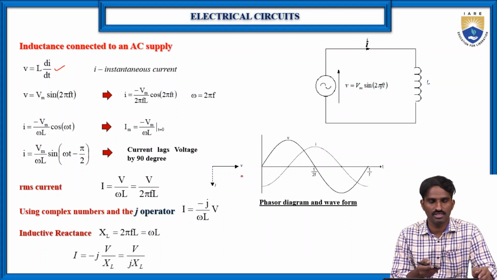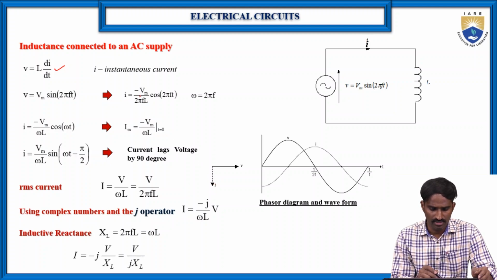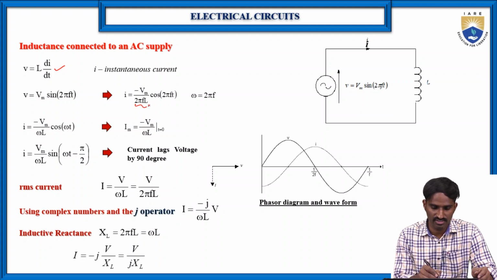That depends on the phase difference, leading and lagging, right? Because here I is lagging behind V by 90 degrees, that's why we put a minus sign. So from this equation we can write I is equal to minus Vm by 2πL. Of course, in the previous case it was Vm by R, but here it is Vm by XL. So here it is XL.